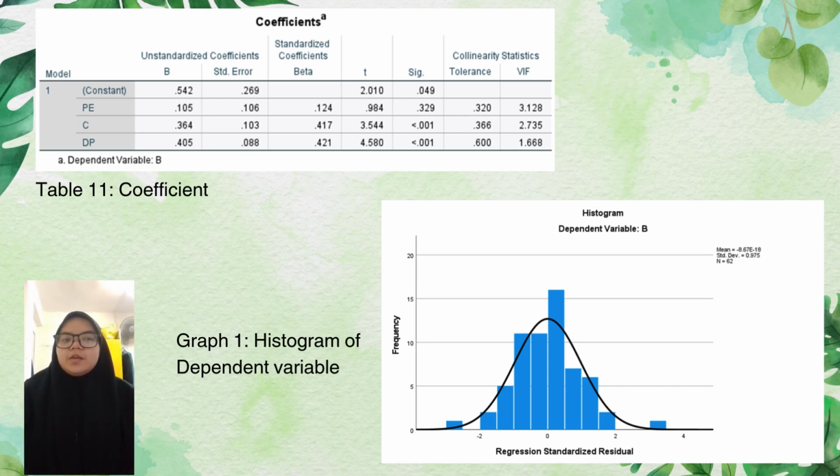Here is the histogram of the dependent variable, which is behavioral intention to use tools among students. And the mean of the histogram is negative 8.67, the standard deviation is 0.975, and the N is 62.